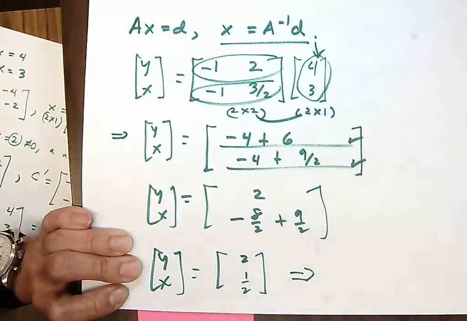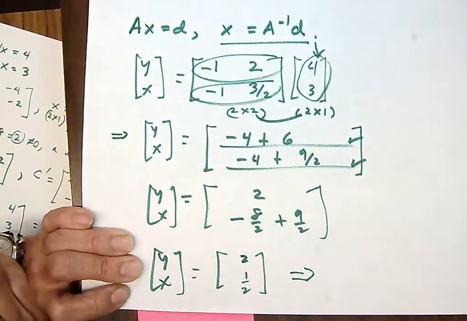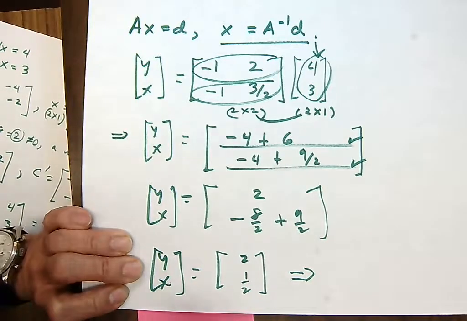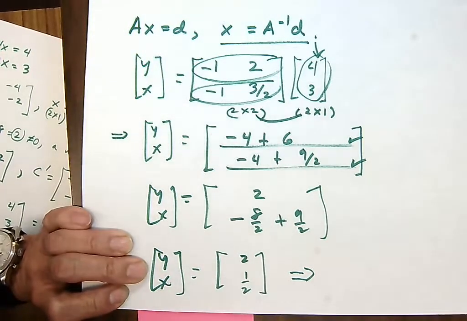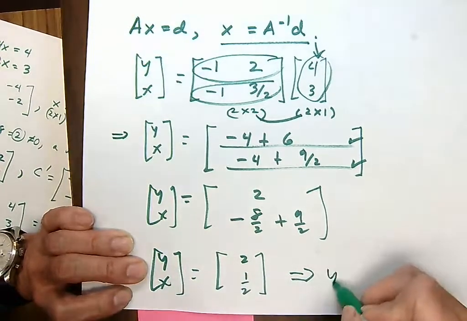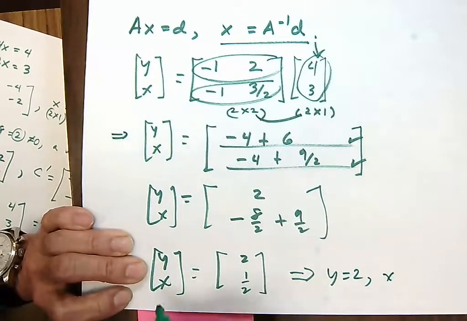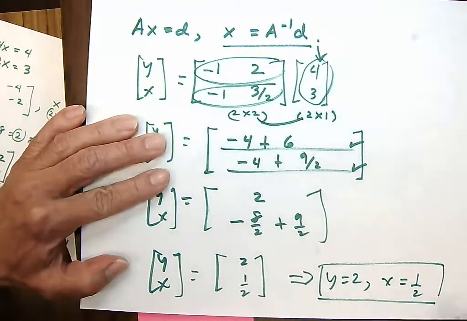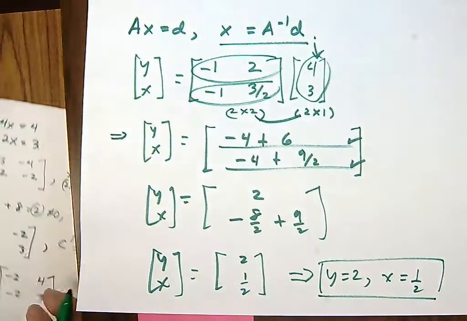And what does this expression mean? When we say two matrices are equal, they have to be of the same dimension. It also means that these two matrices have identical corresponding elements. So this implies that y is equal to 2 and x is equal to 1 half. And that is the solution to our original equation system.